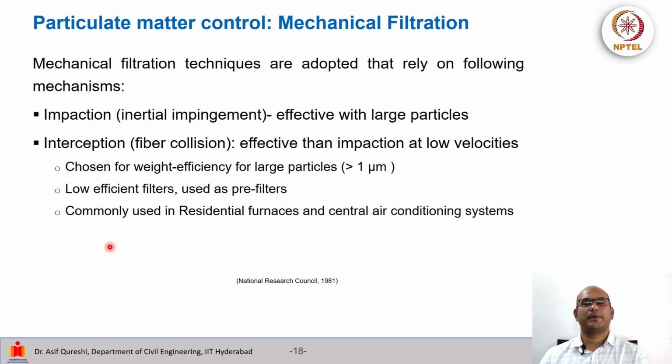These filtrations are basically relying on several mechanisms. For example, impaction, so inertial impingement, which is effective on large particles. Interception, which is like collision with fibers, is more effective than impaction at low velocities. And generally it is for particles a bit more than 1 micrometer, but they are also effective. They are somewhat low efficiency filters and generally more suitable for use as pre-filters, and they are commonly used in residential furnaces and central air conditioning systems.